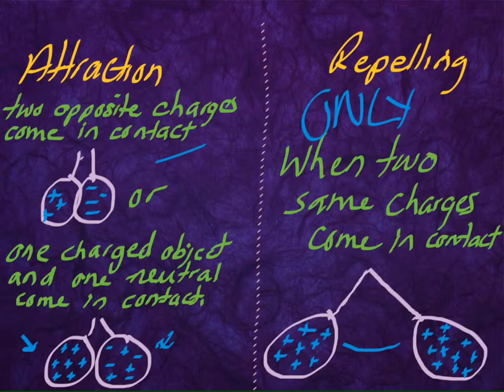Now, if you have two neutrals coming together, nothing's going to happen. You want to see what happens? Take your paper and stick it up against the wall and see what happens. Take the pencil that you're holding and stick it up against the table and see what happens. Nothing. No stick, no nothing. They're neutral. There's no charge, so there's no stick and no force.